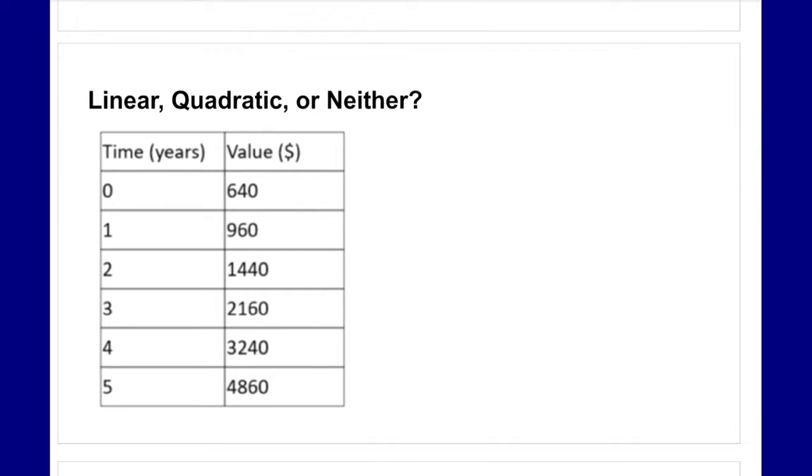The next one, well, again, let's go through the same values. By first glance, we can probably assume that it's not linear. So let's go through and find the first differences anyways, because we need to check if it's quadratic. So 960 minus 640, we have 320, 1440 minus 960, it's 480. 2160 minus 1440, 720.